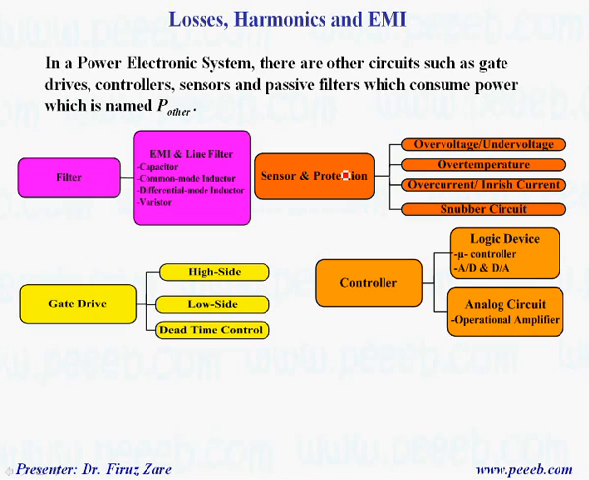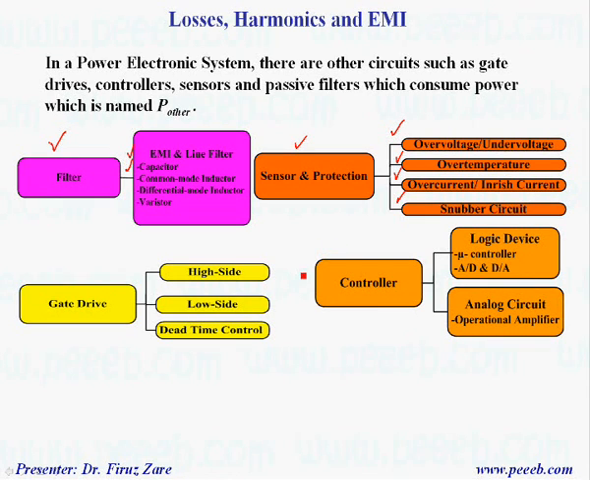In a power electronic system, there are other circuits such as gate drives, controllers, sensors, and passive filters which consume power, and also extra losses associated with these components. So when we are talking about filters, the capacitors and inductors can consume power, and that's because they are not ideal components. When we are talking about sensors, basically different sensors like over voltage, over temperature, over current, and snubber circuit, they may consume power.